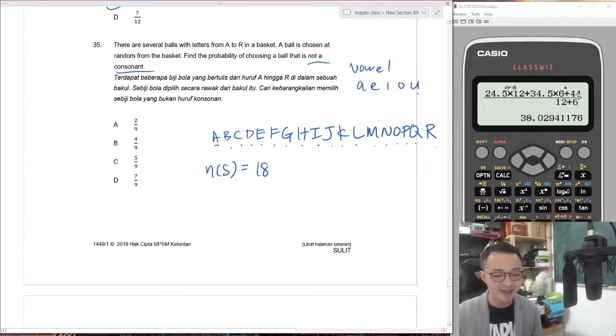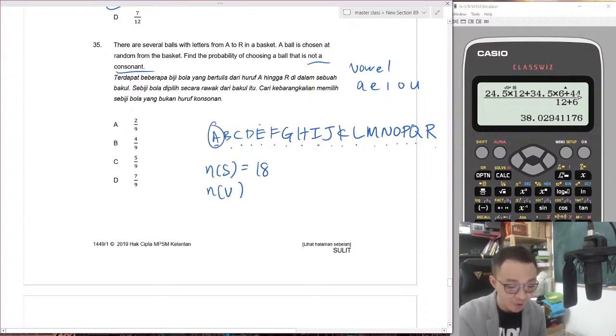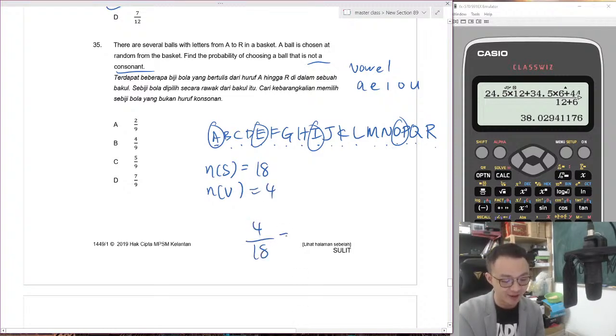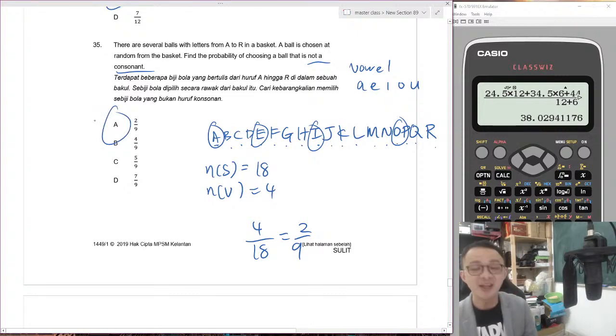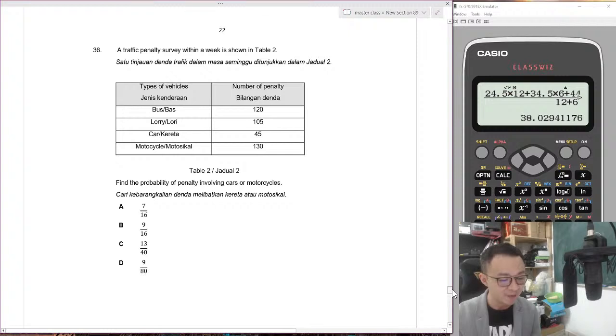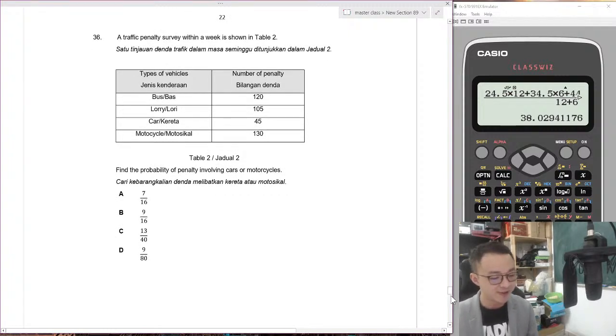So how many of A, E, I, O, U do we have here? Number of vowels, we have 1, 2, 3, 4. So it should be 4 over 18, which is 2 over 9. The answer will be A. I just need to know what not consonant means. Basically it means vowel.